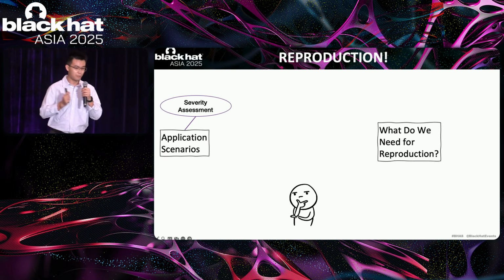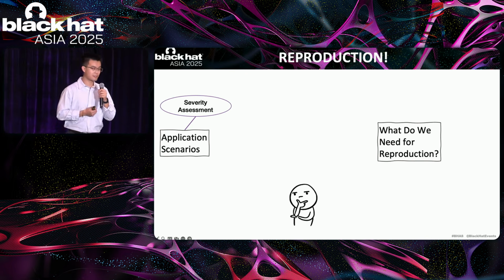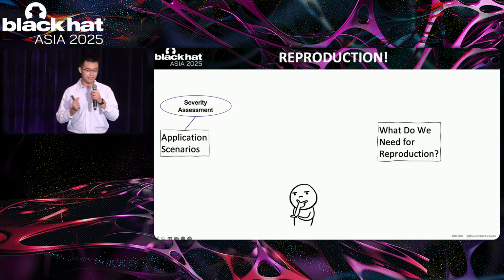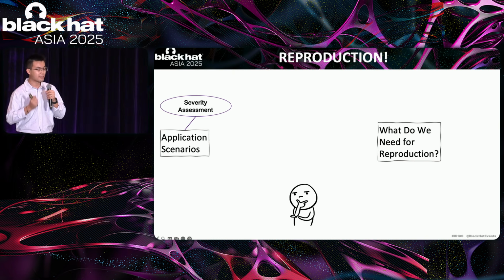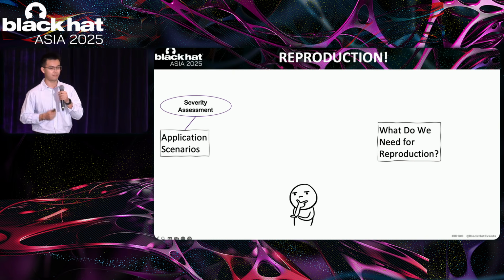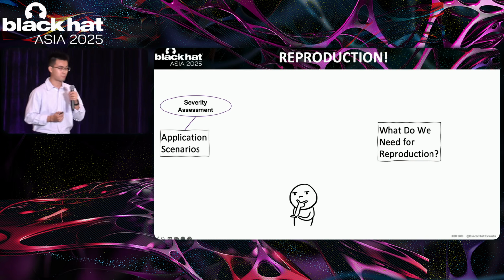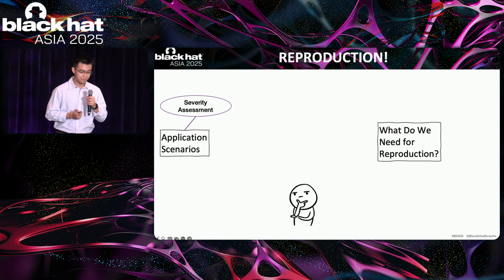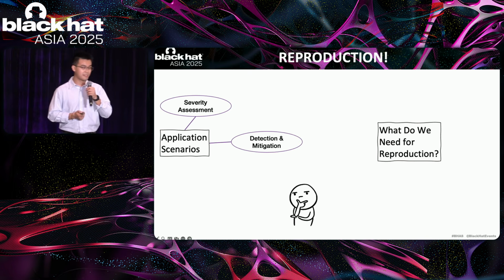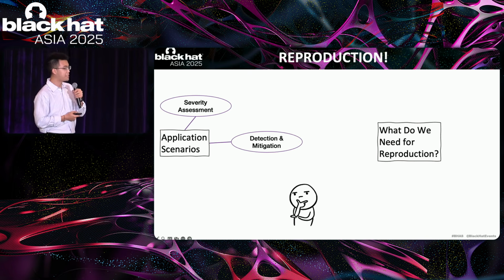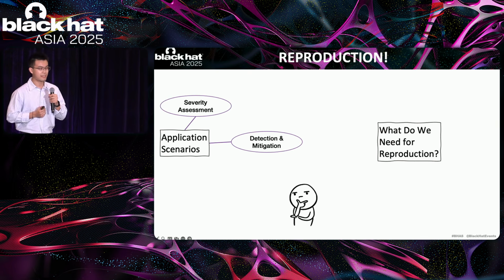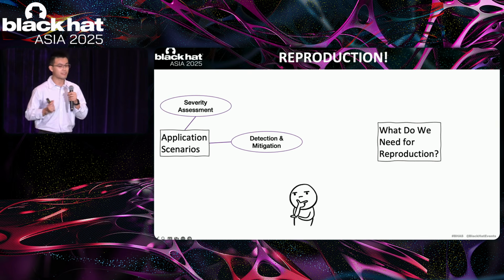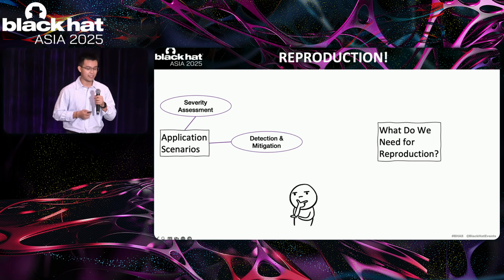For example, when a vulnerability is disclosed, we can analyze it and reproduce it to get the severity and to further prioritize it, right? You may have lots of vulnerabilities, so which one do you need to prioritize? And then if you want to detect it or mitigate it, you may design some mechanisms. For this, you still need to first understand its root cause, reproduce it, and see whether your detection works.